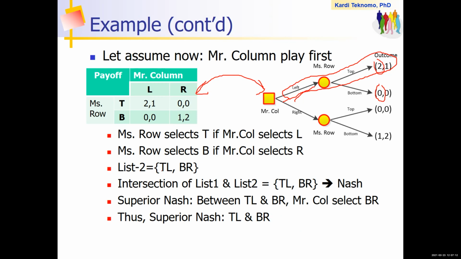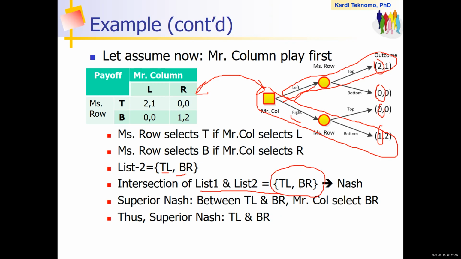Remember, this is still row, column, okay? So you have TL. What happens if Mr. Column plays right? If Mr. Column plays right, now you play Miss Row, you see the first number, 0 and 1. Which one is better? 1. So in that case, you will have bottom right again. So in this case, list 2 consists of bottom right and top left.